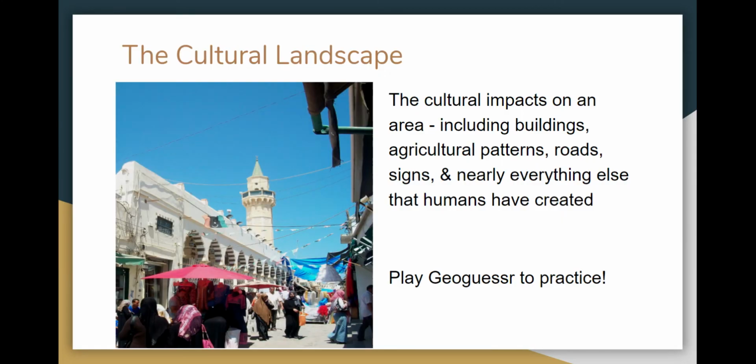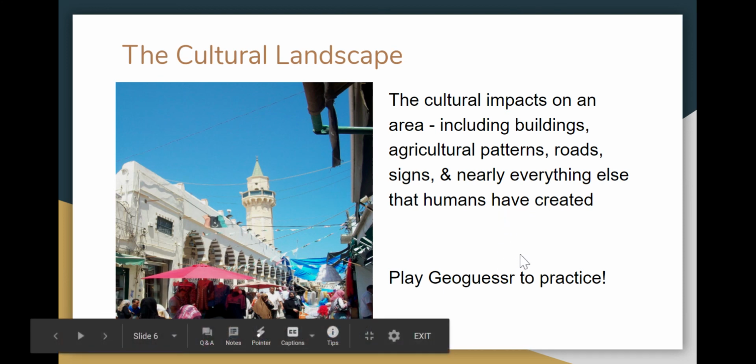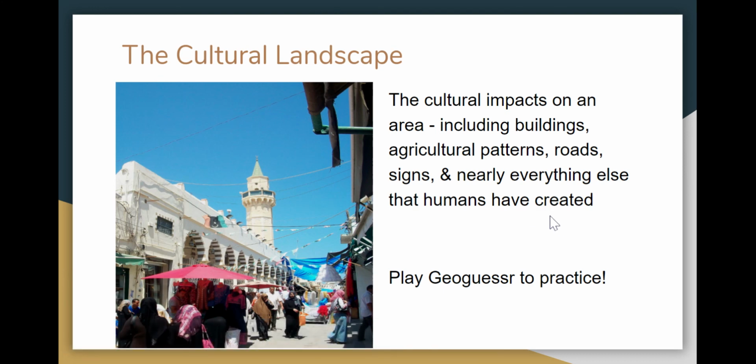All right. The last term that I want to talk about, just because it leads into the next thing you're going to do, is called the cultural landscape. This is always a weird little standard because it is basically what you see when you're analyzing images of places. What do you notice about how human beings have put their imprint on the physical landscape? It's defined as the cultural impacts on an area, including buildings, agricultural patterns, roads, signs, and nearly everything else that humans have displayed. The tie-in this has to culture is that a lot of times as cultural geographers, we look to see the different ways in which humans create different physical or cultural landscapes across different places.